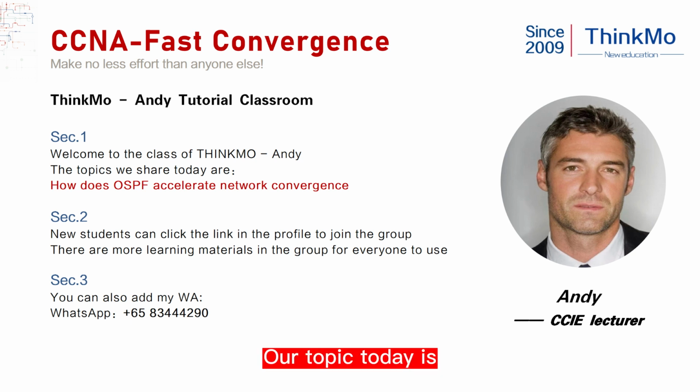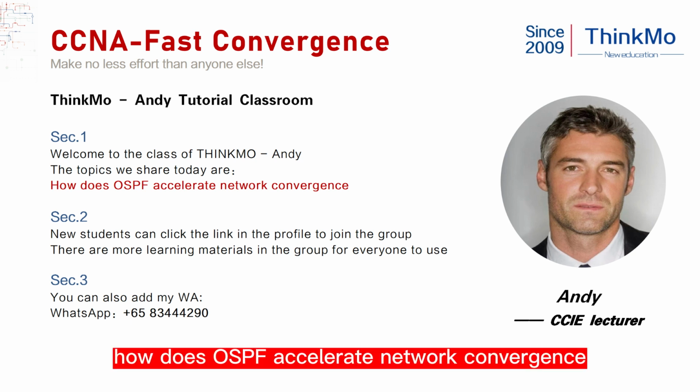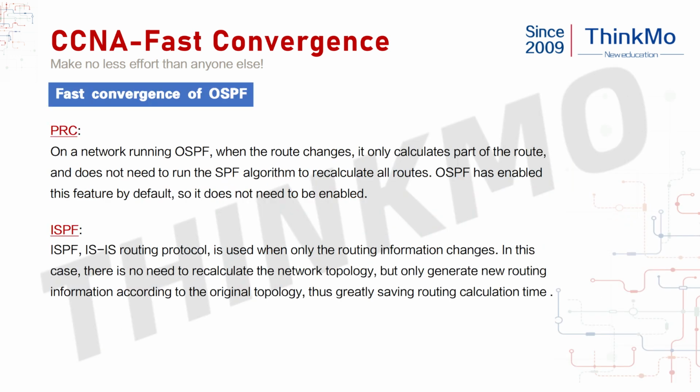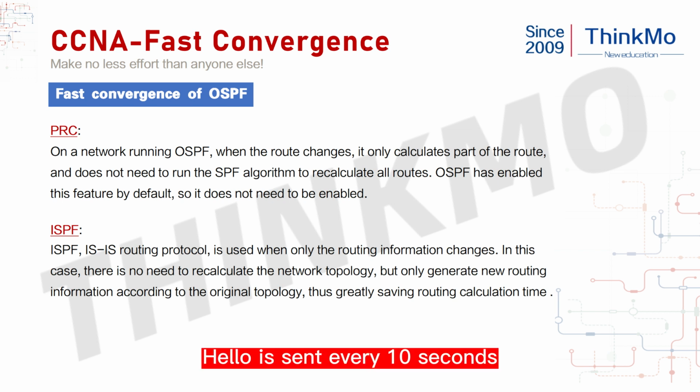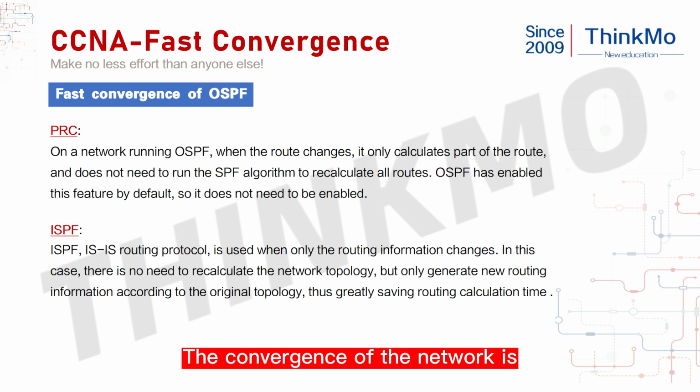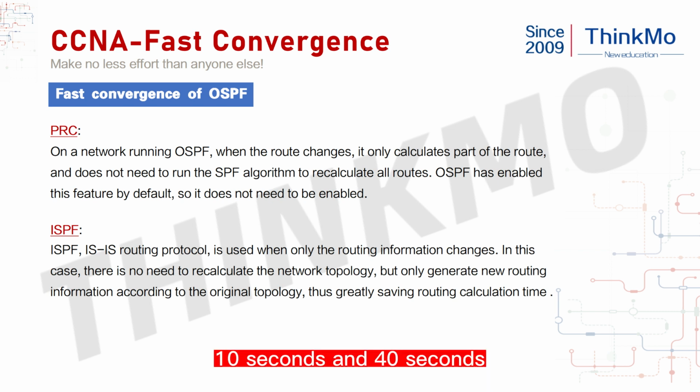Our topic today is: how does OSPF accelerate network convergence? For example, under the current MA network. MA means switched network. We also like to call it broadcast networks. Under the current Ethernet network, in OSPF, there is hello time involved, and dead time. Hello is sent every 10 seconds. The dead time is 40 seconds. And that means that the convergence of the network is 10 seconds and 40 seconds.